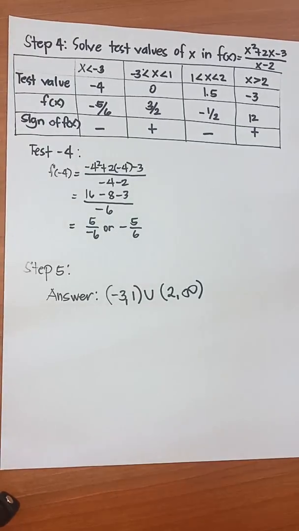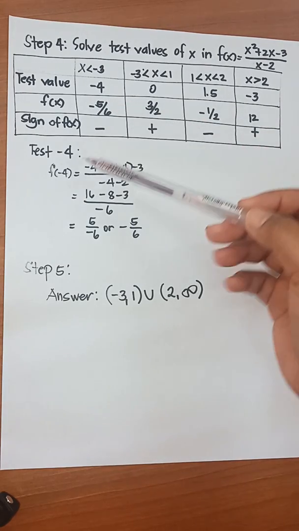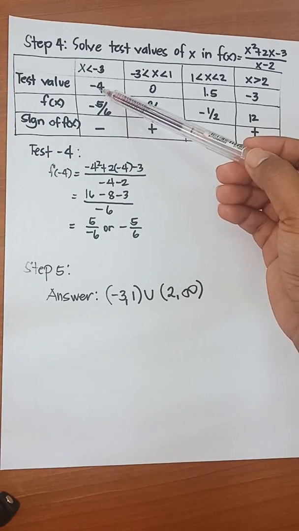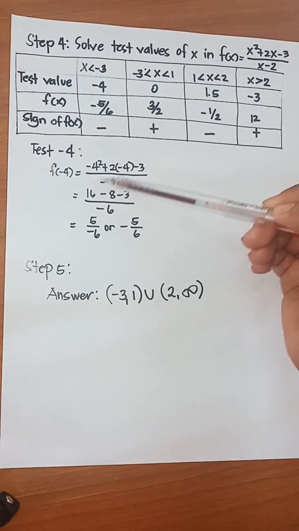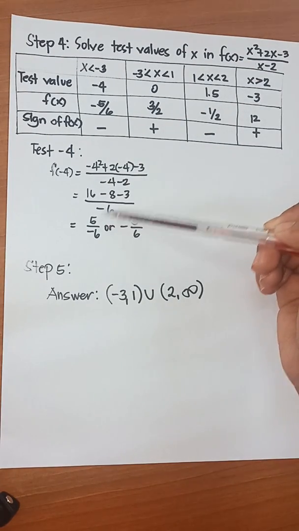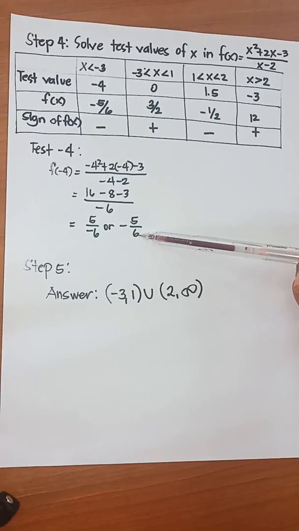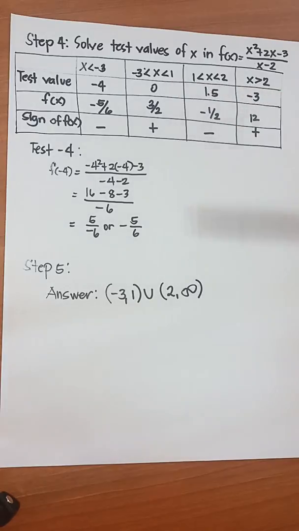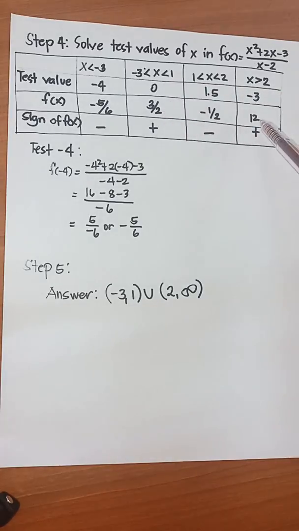Now, if you want to know how I got negative 5 over 6, I have here an example. Because the value of our x is negative 4, just substitute it to f of x, we get negative 5 over 6. Same procedures will be done for the 3 intervals. Then you will get the same answers.